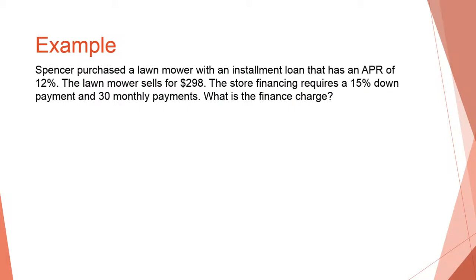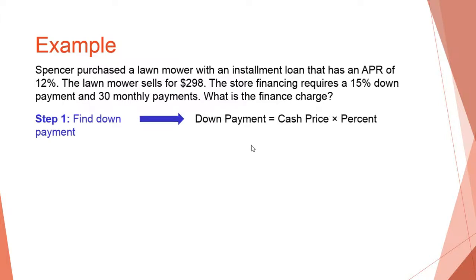So here's an example. Spencer purchased a lawnmower with an installment loan that has an APR of 12%. The lawnmower sells for $298. The store financing requires a 15% down payment and 30 monthly payments. What is the finance charge? First step, let's find the down payment. That's cash price times percent. So down payment of $44.70.